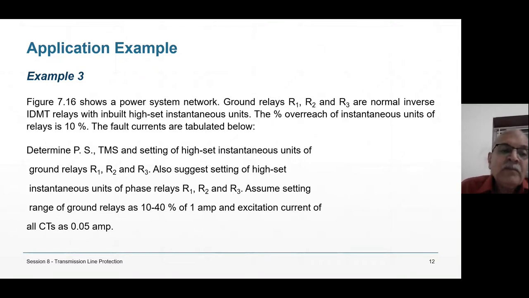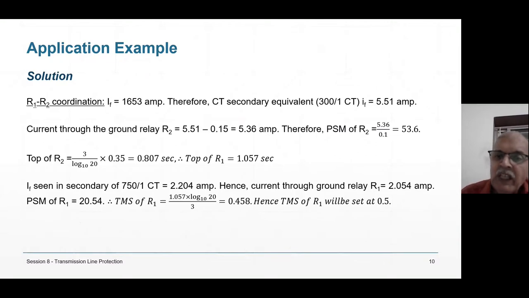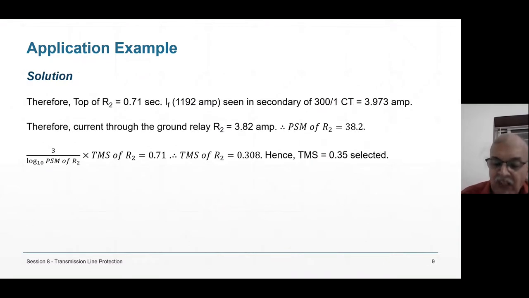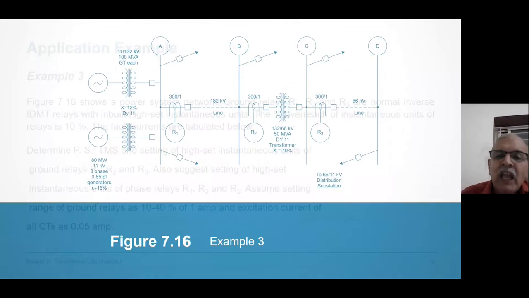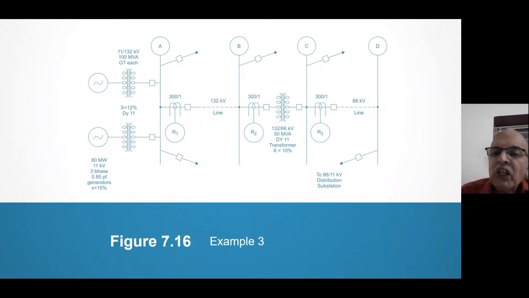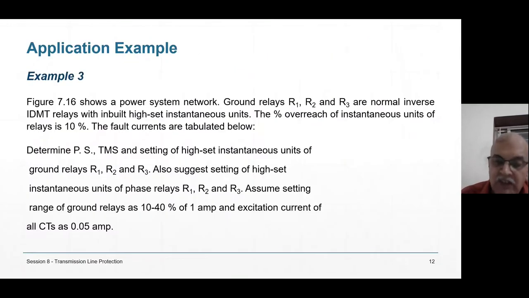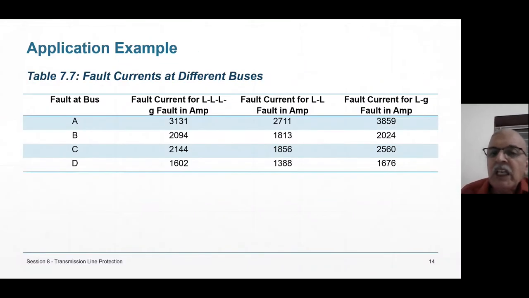So you have to find out the high set current of R3. So how will you find out R3 high set current? Let us see. You have to take the current at D. What is the current at D? Is it given? Current at D is given, 1676. So 1676 you have to see in secondary. Secondary is 16.76 because 100 by 1 ratio is there.